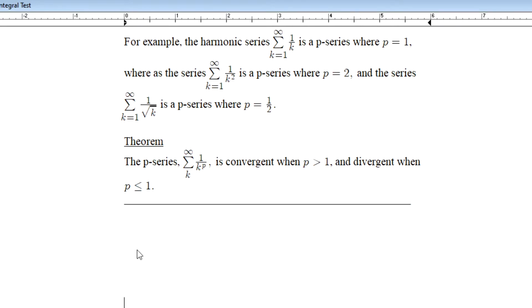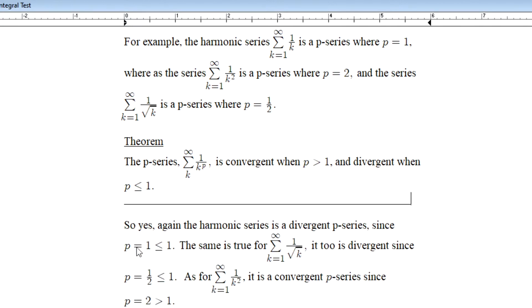If we go back to the harmonic series, in that case, p was equal to 1. And since p equal to 1 is less than or equal to 1, that harmonic series must be a divergent P series, which we've shown using the integral test. The same would be true for the P series where p is equal to 1/2. Because 1/2 is less than or equal to 1, the summation from k equals 1 to infinity of 1 over the square root of k is also a divergent series. Whereas 1 over k squared is the case for a convergent P series, since p would be equal to 2, and 2 is greater than 1.